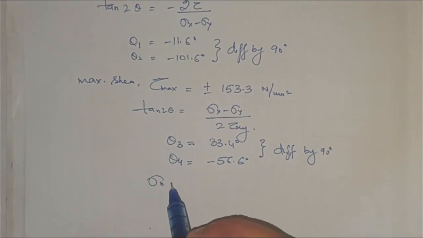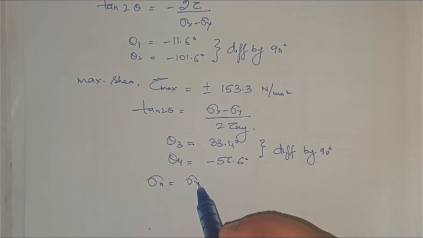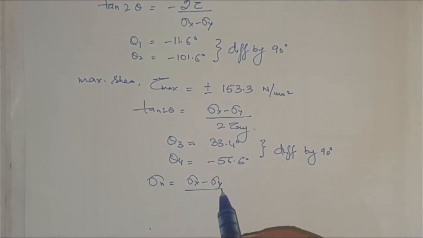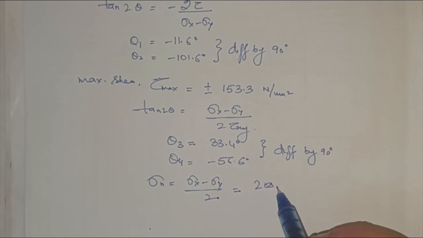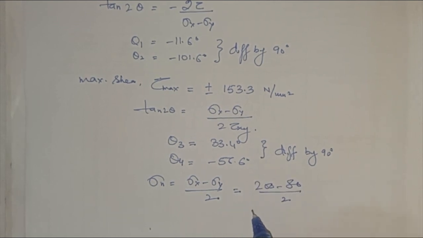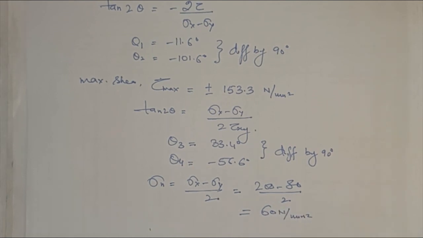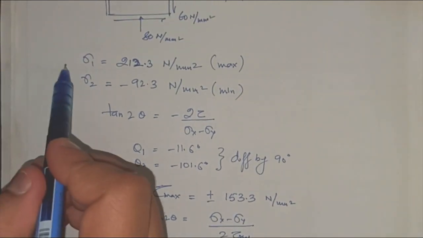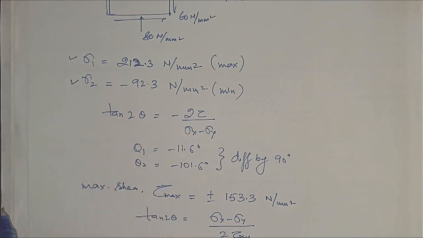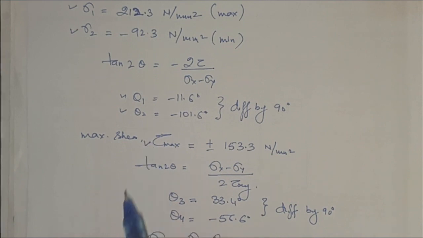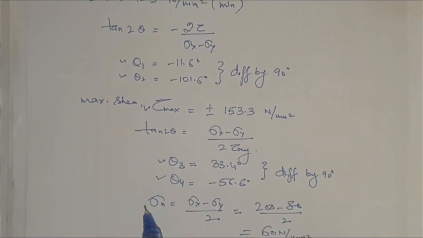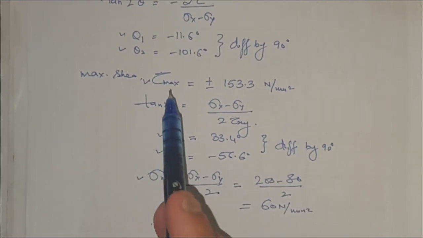So the normal stress on that plane will be, in terms of components, (sigma x minus sigma y) by 2, and this is (200 minus 80), so this will be 60 Newton per mm square. Now you have obtained all these values: sigma 1, sigma 2, theta 1, theta 2, tau max, theta 3, theta 4, and the normal stress on the shear plane.